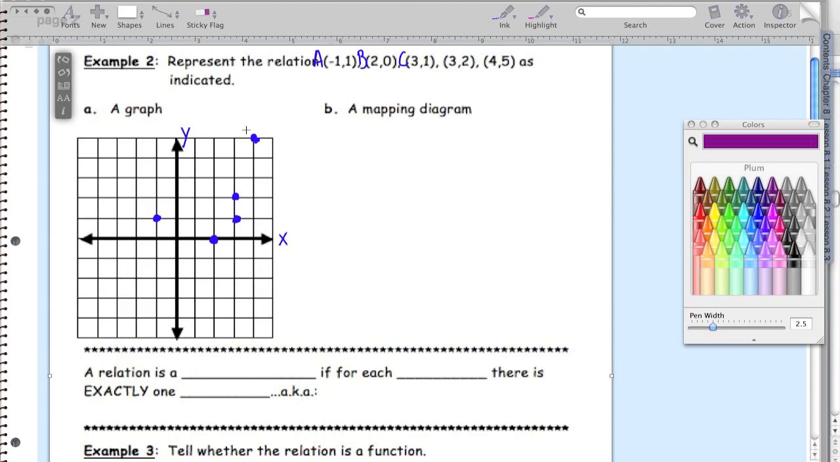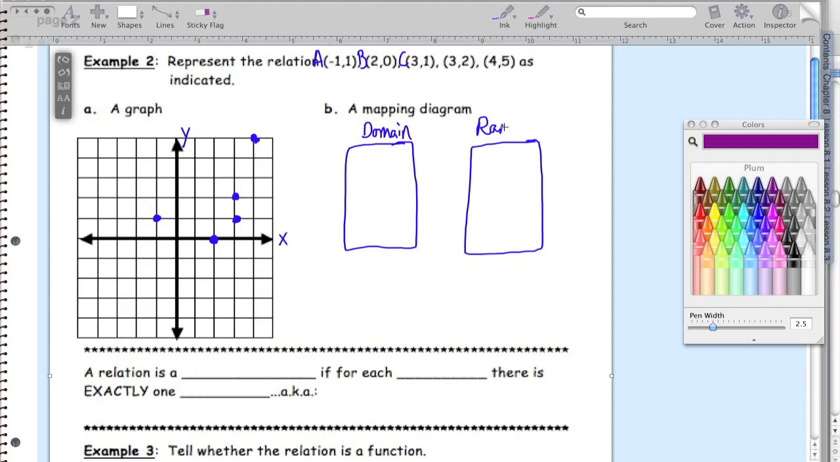Okay? Nice job. All right, now in part B, they want us to make a mapping diagram. So I'd like you to draw in 2 rectangles. And the first one is going to represent our domain, and the second one's going to represent our range. Now what we need to do is write in the domain block all of the domain values. So it's -1, 2, 3, 3, and 4. Well, we're not going to write the 3 twice, so we'll just put -1, 2, 3, and 4.